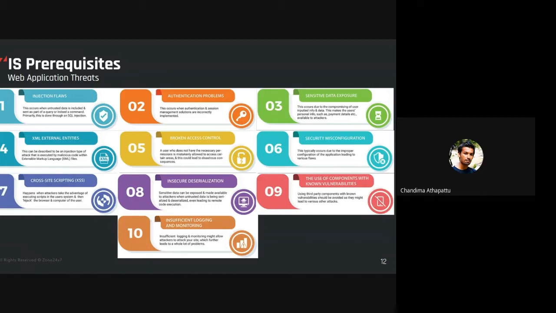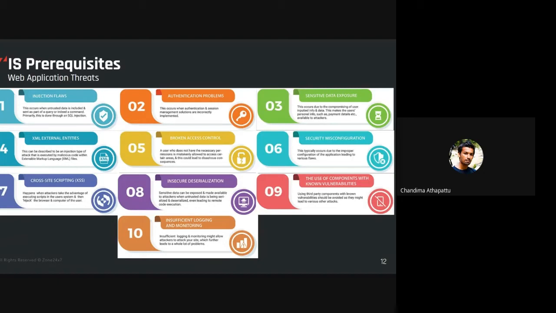The last one is logging and monitoring. You need to be aware, especially when developing, of what you are going to log. Do we need to log sensitive information? You need to be careful, because sometimes developers forget to remove this information later. That's why it's placed as the 10th most important threat in web applications.